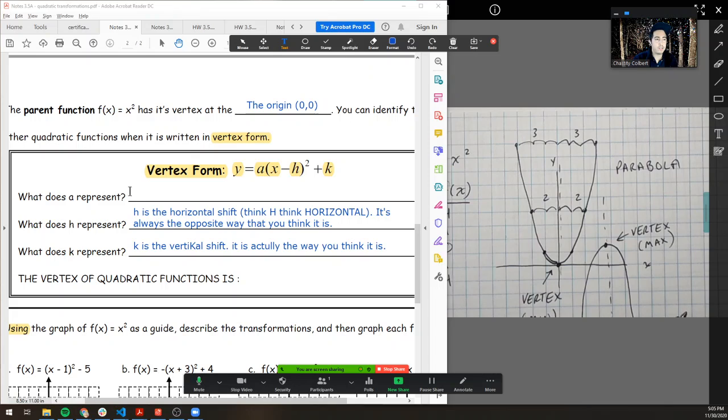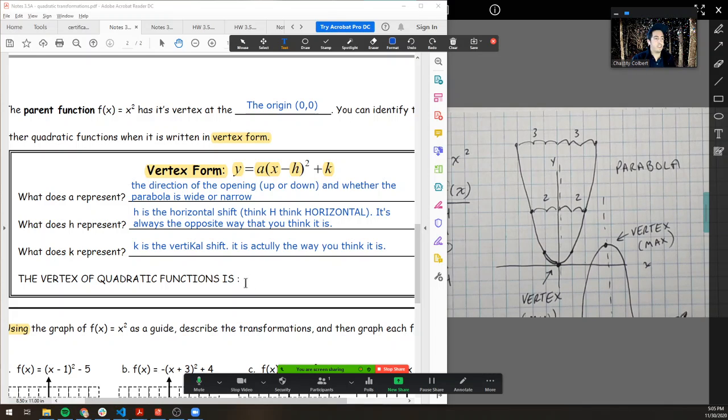A represents the direction of the opening, which is up or down, and whether the parabola is wide or narrow. Again, this will hopefully make more sense. Hopefully this is kind of reminding you what you learned in Algebra 1, but if you don't remember any of this, hopefully it'll make sense in a second. So the a value decides whether it's wide or narrow, and whether it opens up or opens down. Those are the things that a decides.